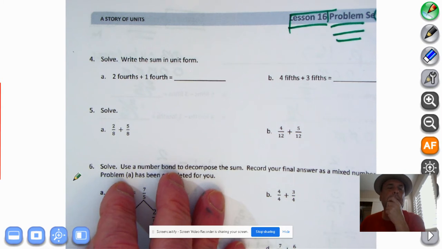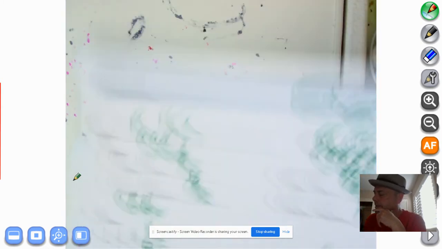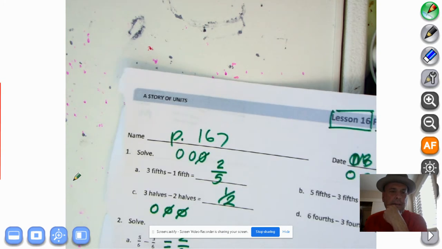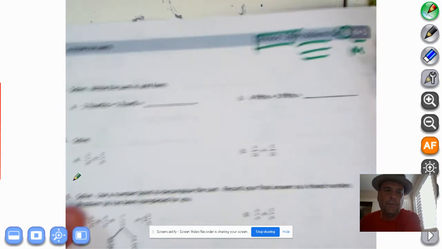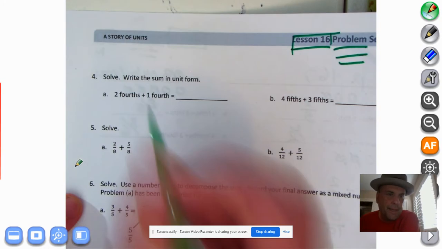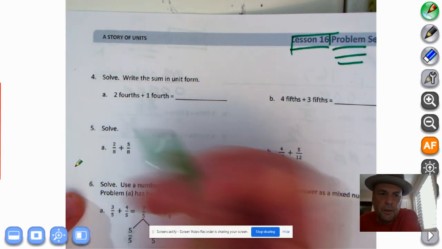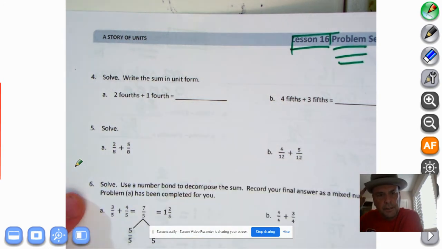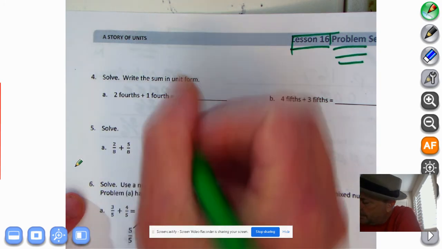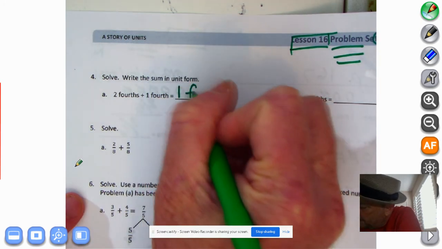All right, remember what we were talking about a while back? It should say solve. So in unit form, they want to see the actual units. Think about it. 2/4 minus 1/4. What would you get if you're thinking to yourself, well, 2 minus 1 is 1? You're absolutely correct. 1/4.